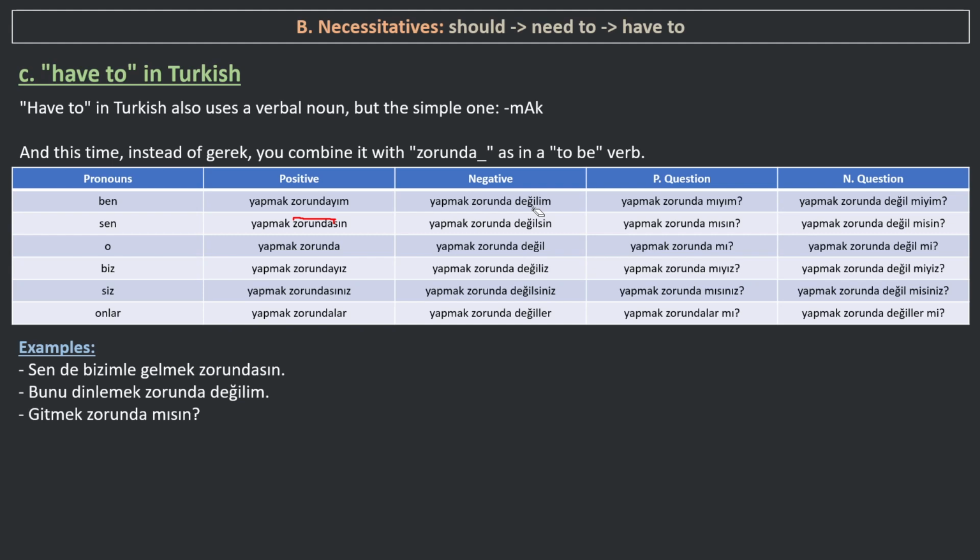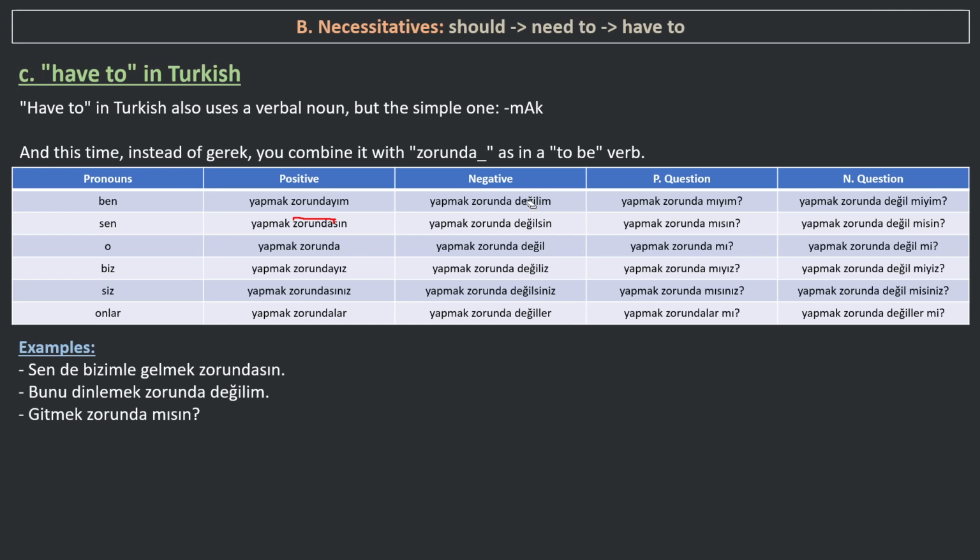That's uyumak. To sleep is a regular verb, but when you use am, is, are, like I am a student, ben bir öğrenciyim. When you make this negative, I am not a student, you use değil. Ben bir öğrenci değilim. We will talk about to be verbs in a separate lesson, so you can see the details of that later on. For now, I just want to remind you of this difference.